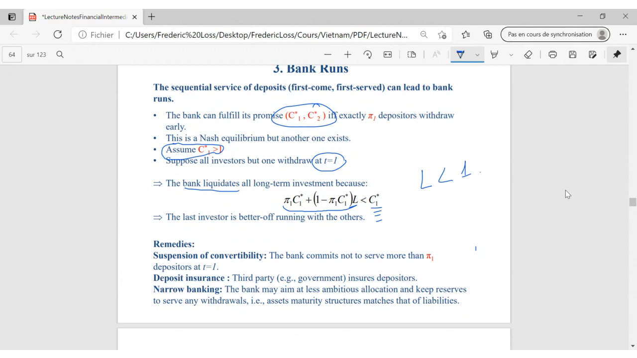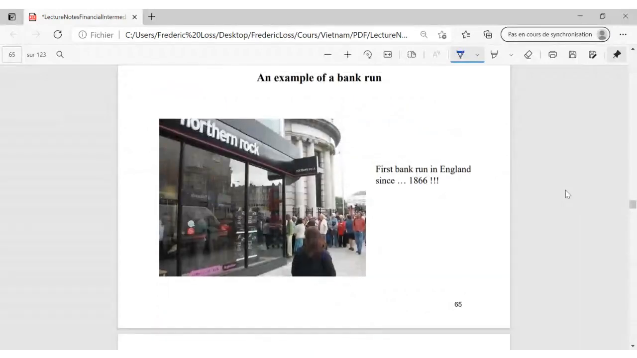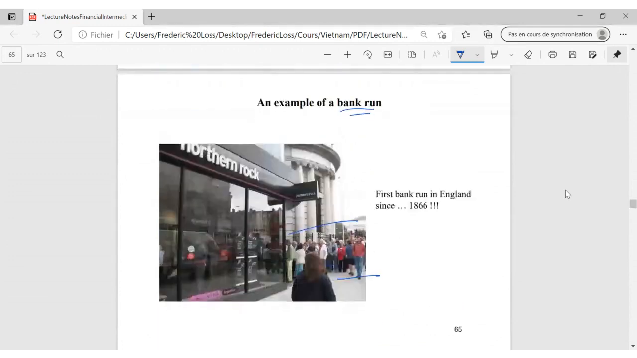And therefore, if this last investor waits until t equal 2, he or she will end up with nothing. Therefore, he or she is better off withdrawing at t equal 1, that is, running with the others. Okay, and this is a real danger for the banking system. And let me just conclude with this last slide, which is one example of a bank run. You see people waiting over there, queuing to withdraw money. So this was in 2007, the first bank run in England since 1866.